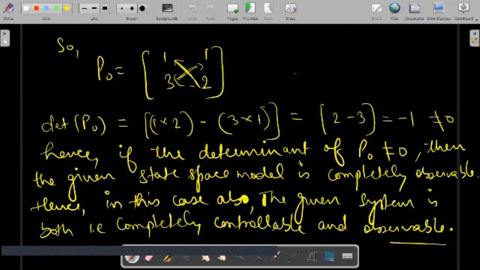In the next video we will discuss some numericals on the design of state feedback gain matrix using the pole placement technique.